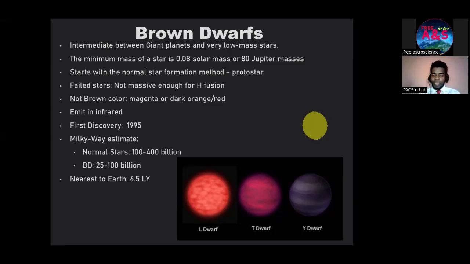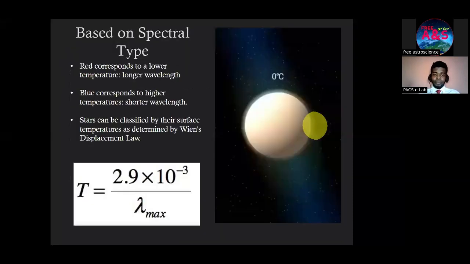In the Milky Way, we have about 100 to 400 billion stars, okay? But these brown dwarfs are very much a number. They are about 25 to 100 billion. They are very numerous because they are very small, so it's easy to make them. The nearest brown dwarf to Earth is at a distance of 6 to 6.5 light years away, very close. And there could be other brown dwarfs close by because they are very hard to spot.